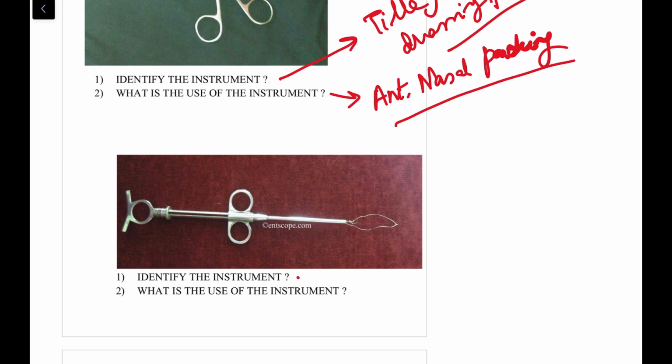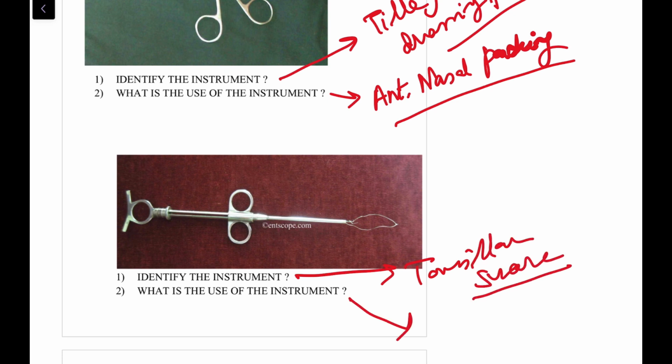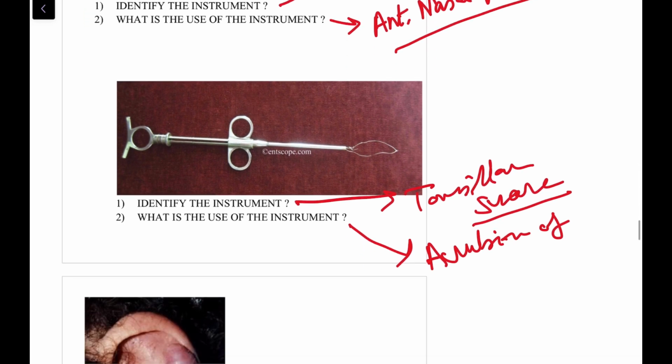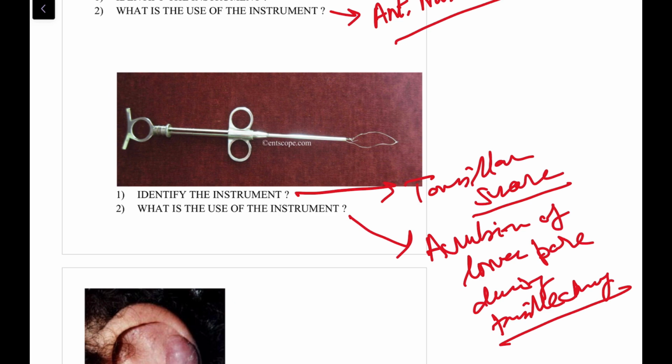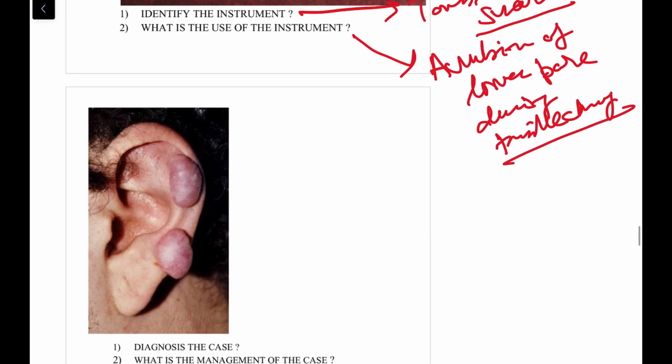Then coming to the next picture, this is a tonsillar snare. And what is the use? It is used for avulsion of the lower pole during tonsillectomy. So here again you will be asked cross questions on tonsillectomy.